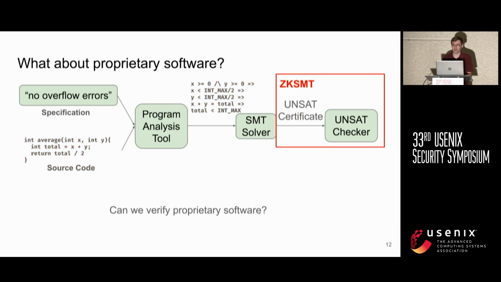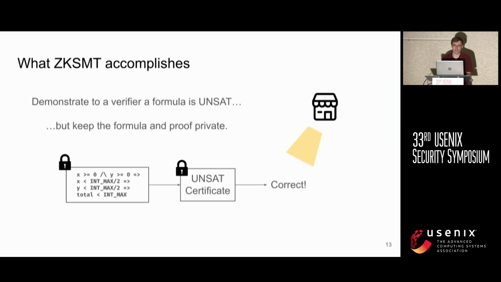So what we want to do here is verify a specific part of that tool chain while keeping details private. What ZKSMT does is take a formula and prove it false to a third party while keeping the generated formula and any of the details of the proof private. Specifically, we're able to work with formulas using Booleans, uninterpreted functions, and linear integer arithmetic.